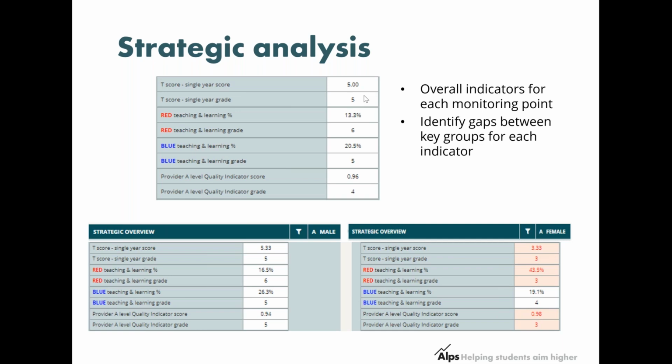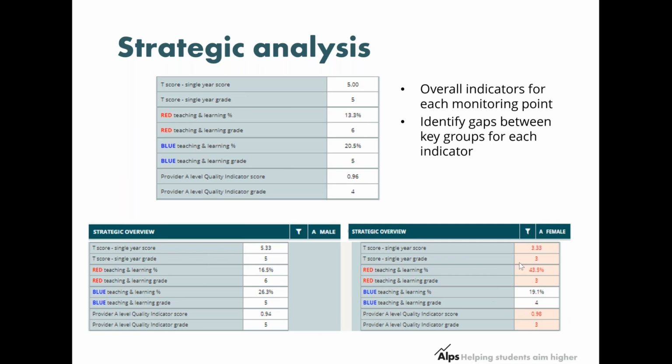Okay, their level 3 value added score is likely to be bouncing around 0 somewhere. They'll be in the average category. Okay, now I can break this strategic indicator down by key performance groups. I've done it for gender here. You can do this as a monitoring point or as an end of year exam point. Okay, so I've broken it down by male, female.